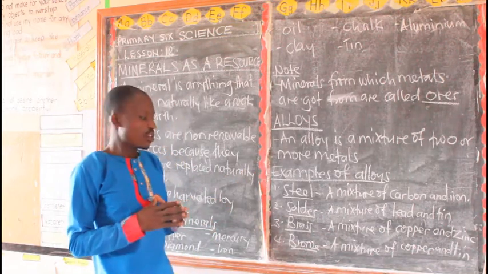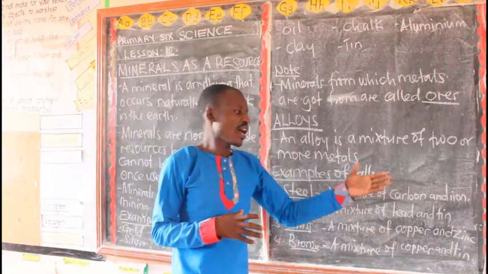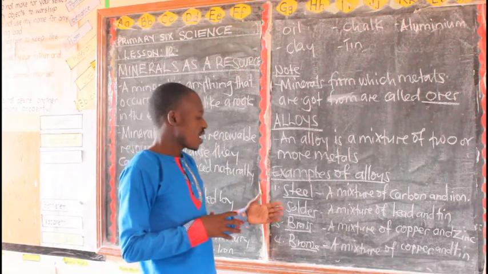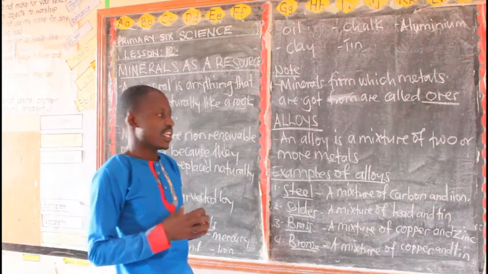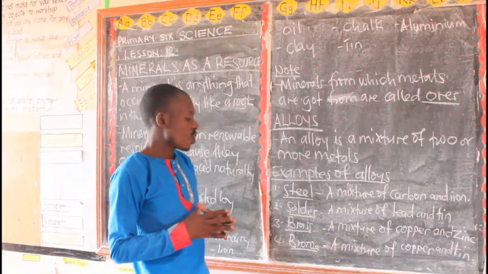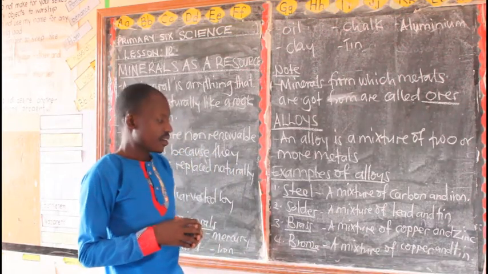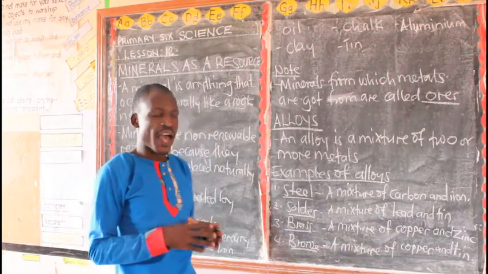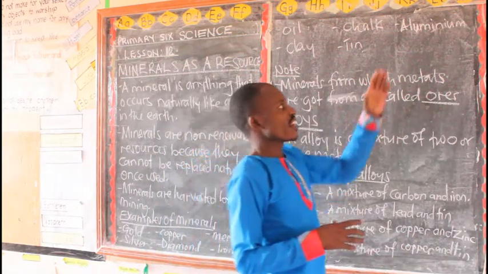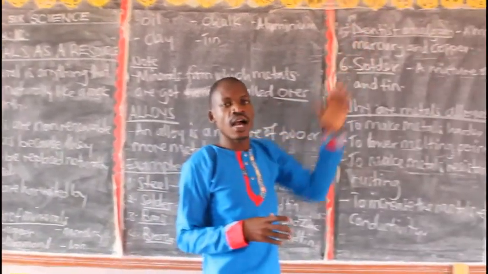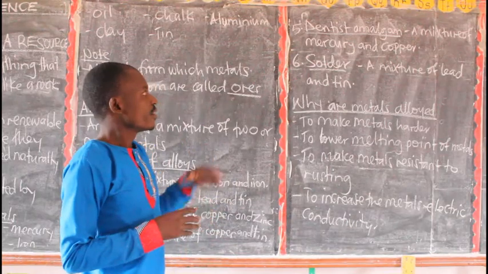So examples of alloys. One, we have steel. Steel is an alloy got from mixing carbon and iron. Then we have an alloy called solder. Solder is a mixture of lead and tin. Then we have an alloy called brass. Brass is a mixture of copper and zinc. Then we have bronze. Bronze is a mixture of copper and tin. Then there's another alloy called dentist amalgam. Dentist amalgam is a mixture of mercury and copper.